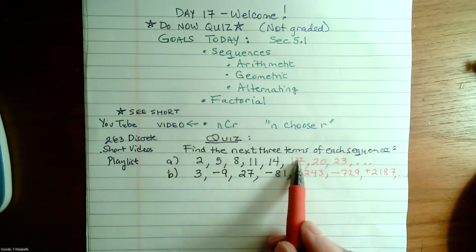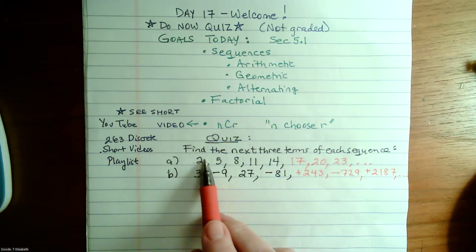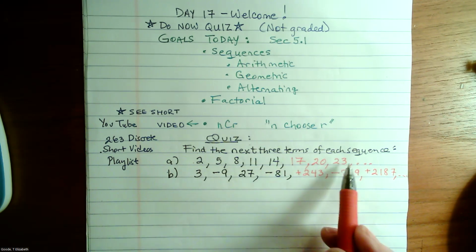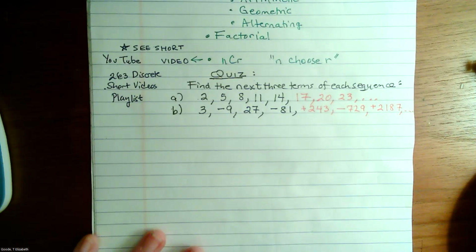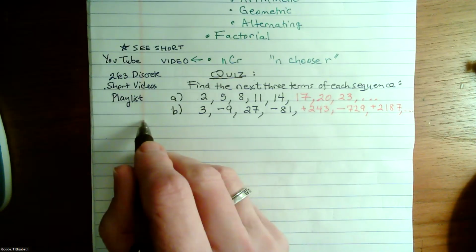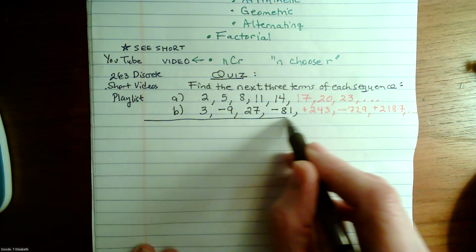And these are examples of arithmetic and geometric sequences. An arithmetic sequence is a sequence where we add something over and over and over again to get subsequent terms. And a geometric sequence is a sequence where we multiply by something over and over and over to get subsequent terms.